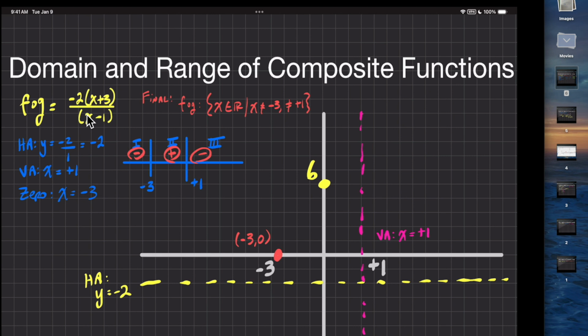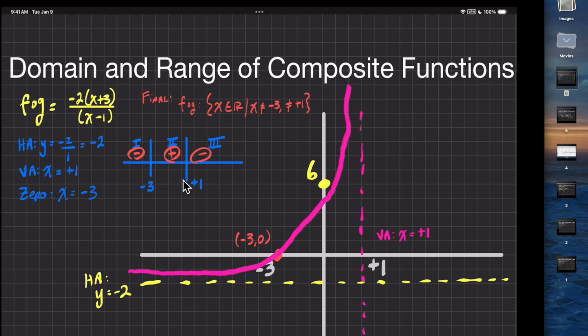Okay, putting this together and keeping in mind what our sign analysis told us, we find that to the left of -3, our graph is going to be negative. We have a horizontal asymptote here. We anticipate coming through that 0 and the y-intercept, and then approaching that vertical asymptote. That suggests our graph is going to do something like this.